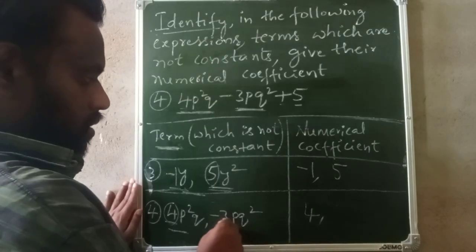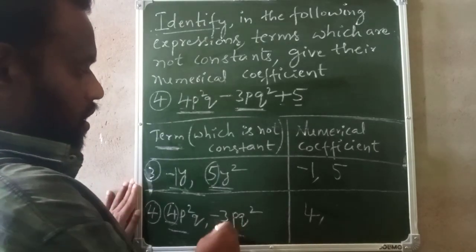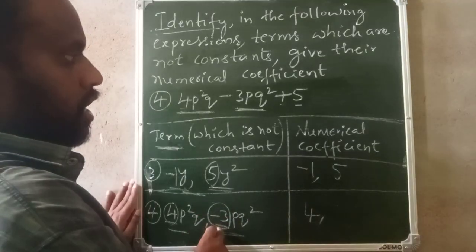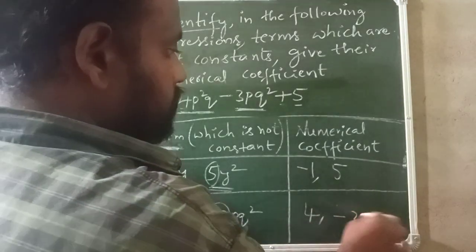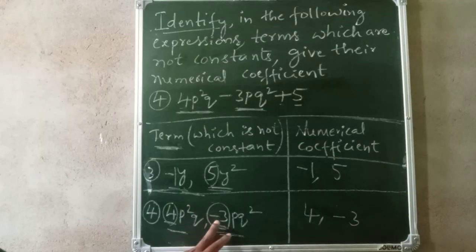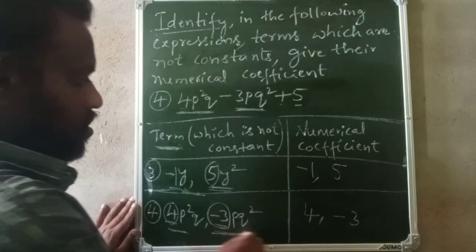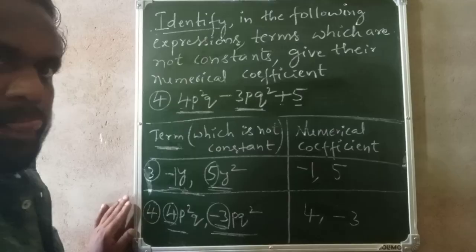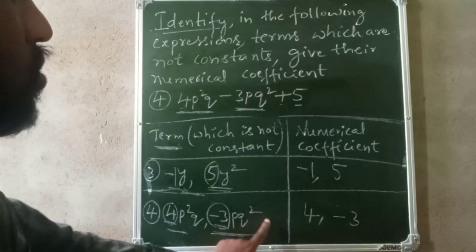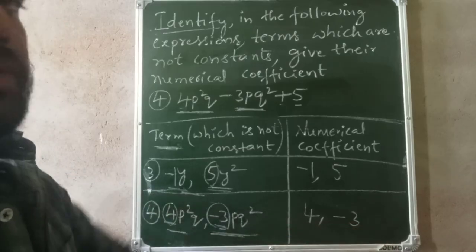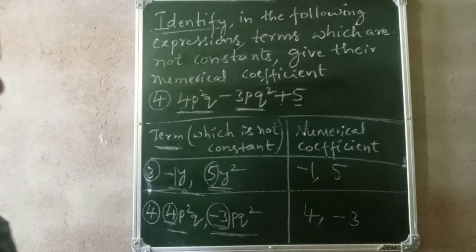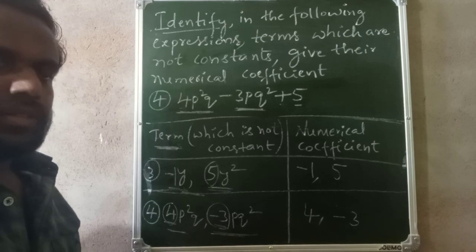Next here. The number present along with the variables P, Q square will be the numerical coefficient. Here it is number 3. But you have to consider the sign also, minus. So minus 3 is the numerical coefficient. You write here: minus 3 is the numerical coefficient of this term, minus 3 PQ square. So the numerical coefficient of minus 3 PQ square is minus 3. So like that you have to write.